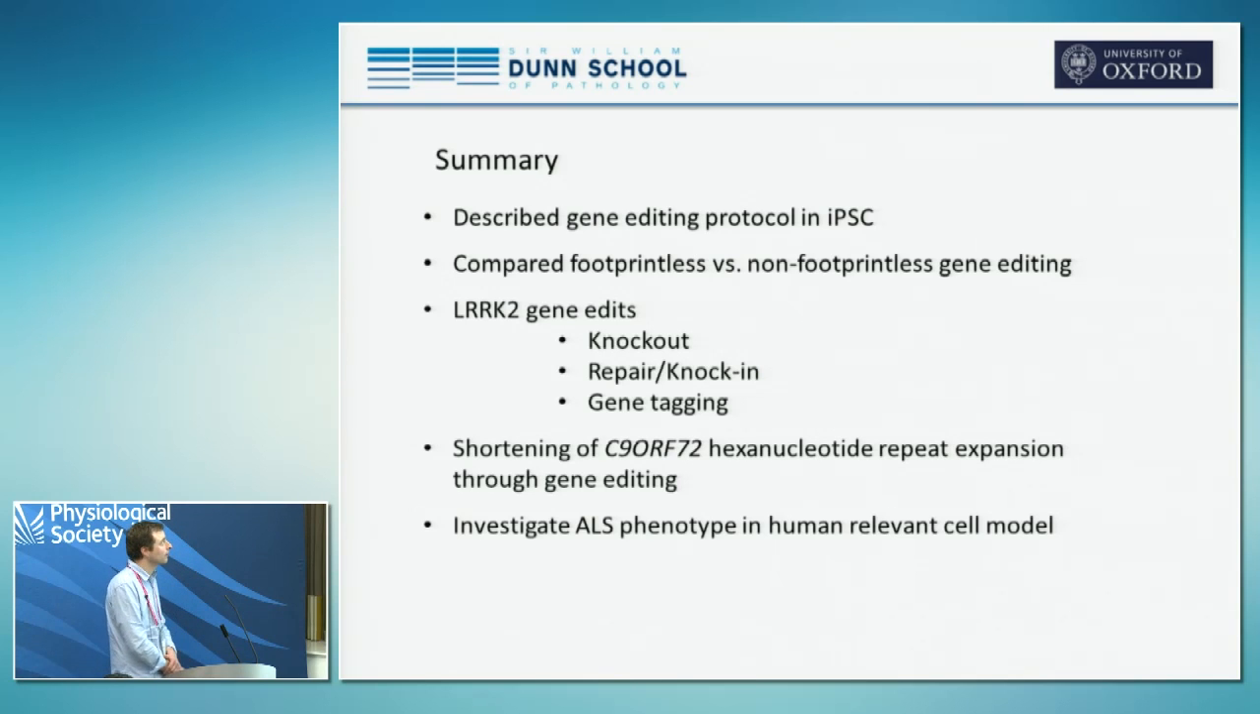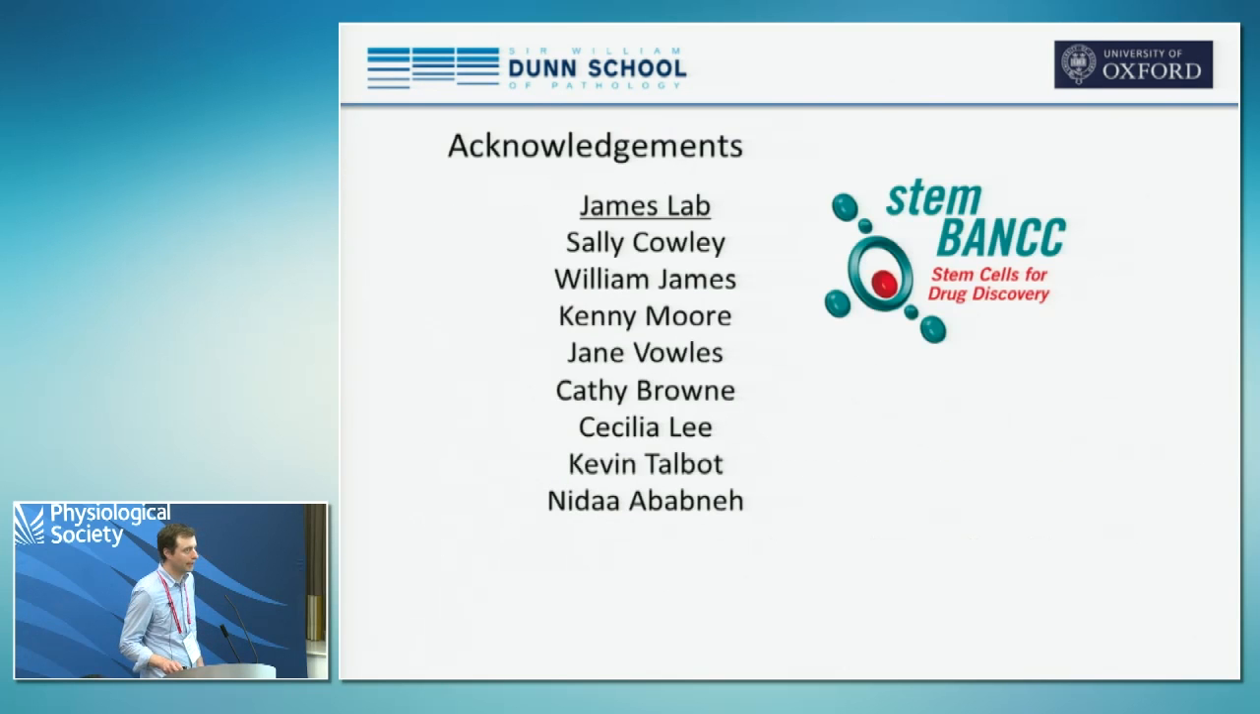So just to summarize these results, I've described our gene editing protocols in iPS cells. I've compared footprintless versus non-footprintless gene editing. You can see exactly how inefficient the footprintless approach is. I've described some of the LRRK2 gene edits, knockouts, repair, knock-in, and gene tagging. I've looked at how we've managed to shorten a massive hexanucleotide repeat expansion back to wild type size through gene editing, and I've shown some of the results of the phenotype analysis. And this is a human relevant cell model, which is showing the same results that have been produced in a mouse model. With that, that's the end of my talk.